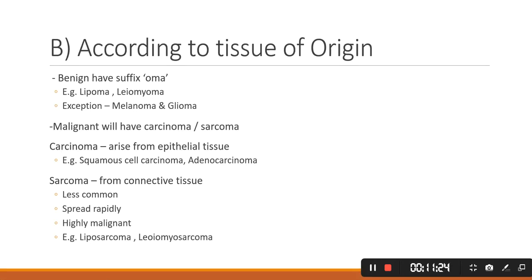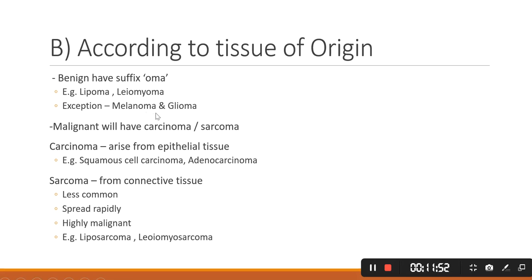Now, the first classification was based on benign and malignant. The second classification is according to the tissue of origin. It was generally said that benign tumors have a suffix of -oma, like lipoma, leiomyoma, whereas malignant ones will have a suffix of carcinoma or sarcoma. But here again, the exceptions to -oma are melanoma and glioma.